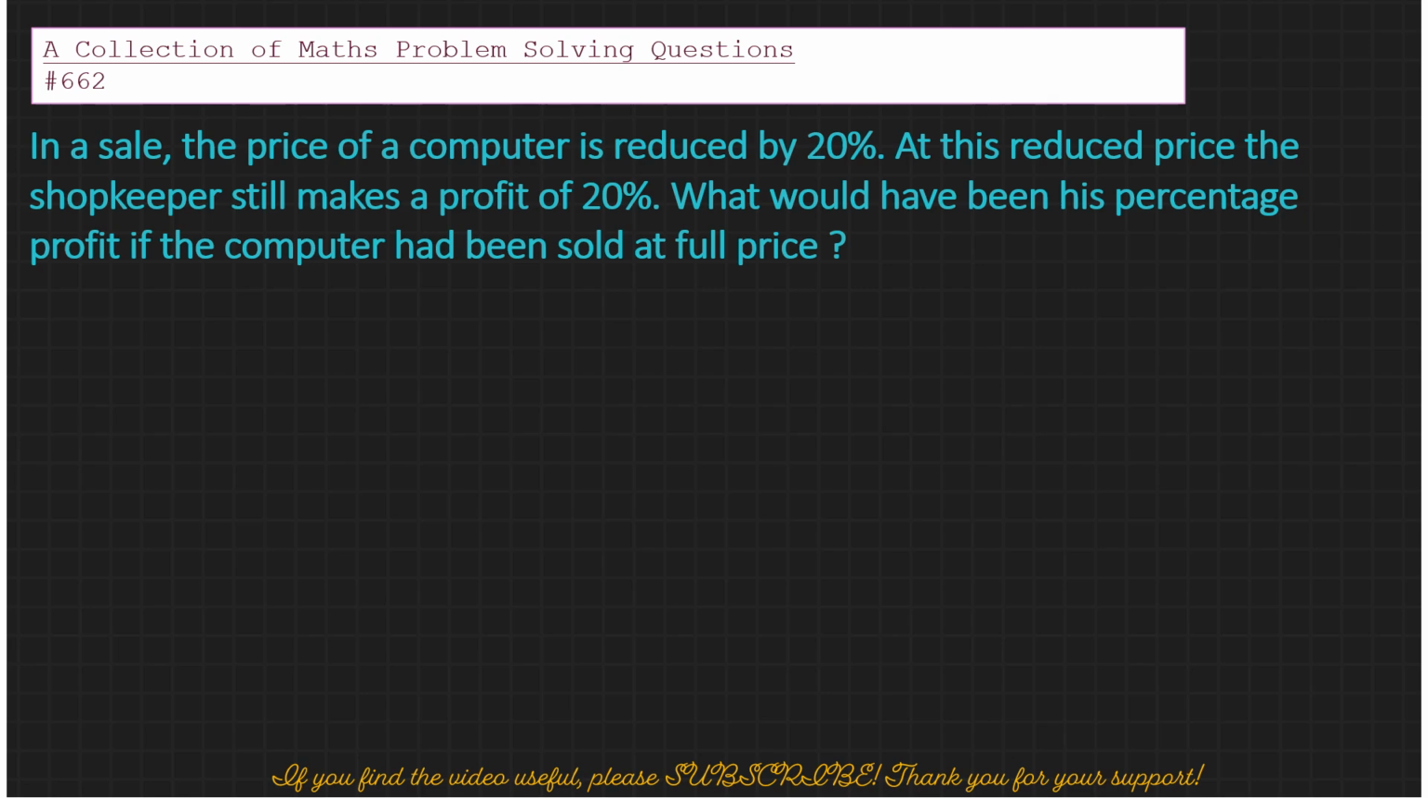So what we can do is assume that the cost price is X. The cost price is X, whatever is the currency value. So assume that the cost price is X and the selling price is Y.